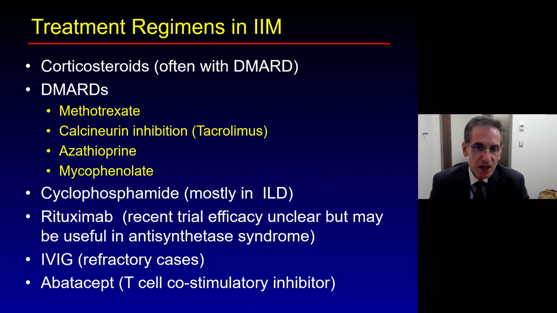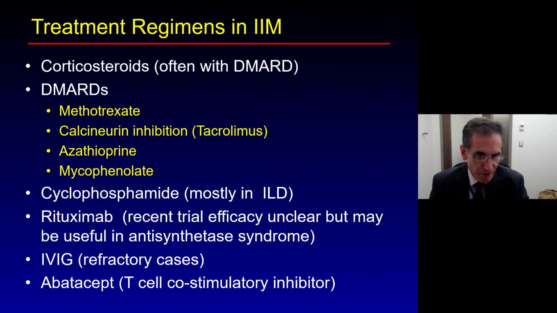Treatment regimens in inflammatory myositis: corticosteroids are used in almost all cases. In most cases, a DMARD is offered, including methotrexate, azathioprine, mycophenolate, tacrolimus, or another calcineurin inhibitor. Sometimes we use cyclophosphamide in bad cases that involve interstitial lung disease. Rituximab may be useful in certain subsets of patients. We use IVIG in patients who have severe muscle involvement or refractory disease.